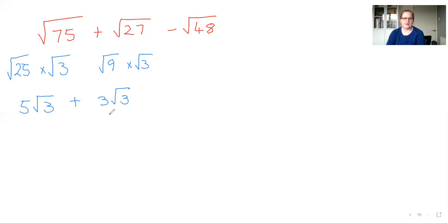Put in our operation here. And our final one, 48. We've done 48 a couple of times now. We know that 16 is a square number that goes into 48. It goes into 48 3 times. So we've got root 16 multiplied by root 3. We can simplify this part down to 4 root 3. Add in our operation. Let's go stage by stage. We've got all the same base numbers, so we can just add our integers together or subtract them. So we have 5 root 3 plus 3 root 3 would take us to 8 root 3 minus 4 root 3, which would give us a final answer of 4 root 3.